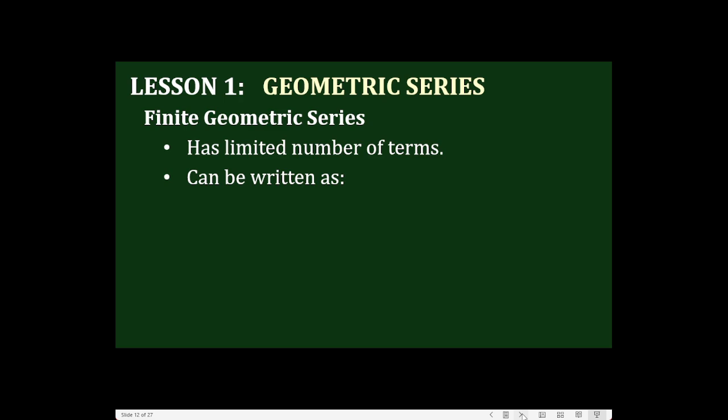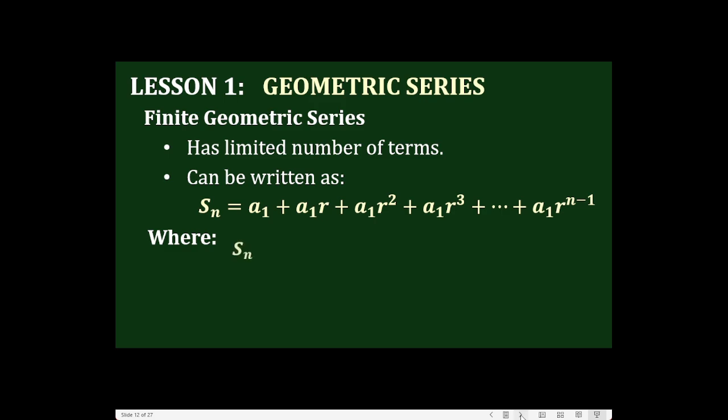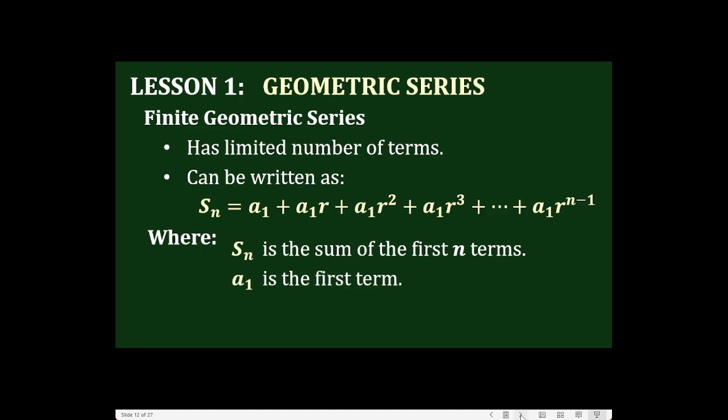Now, this can be written as S sub n equals a sub 1 plus a sub 1r plus a sub 1r squared plus a sub 1r cubed plus, and so on and so forth, up to plus a sub 1r to the n minus 1, where S sub n denotes the sum of the first n terms, a sub 1 is the first term, r is the common ratio, and n is the number of terms.